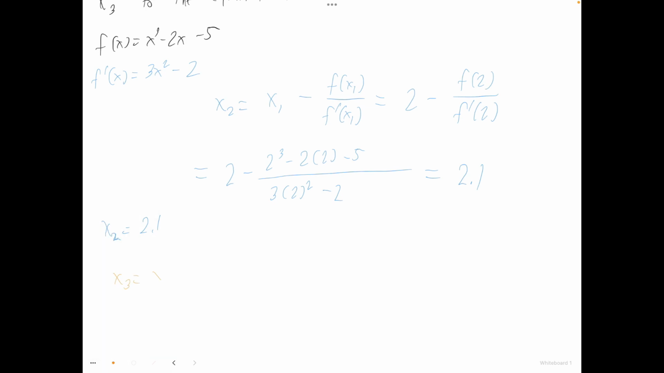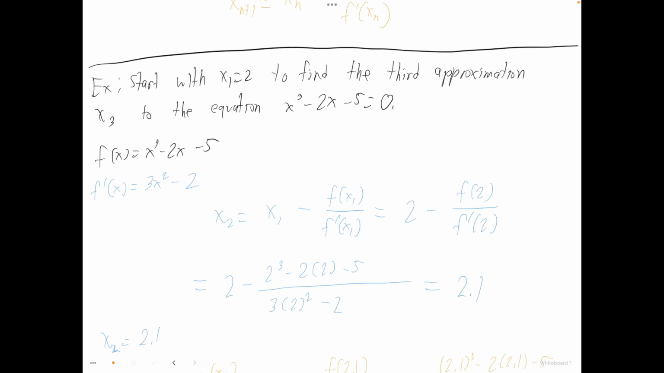Well, x sub 3 equals x sub 2 minus f of x sub 2 divided by f prime of x sub 2, which equals 2.1 minus f of 2.1 divided by f prime of 2.1, which equals 2.1 minus, 2.1 cubed minus 2 times 2.1 minus 5, divided by 3 times 2.1 squared minus 2, and this is approximately equal to 2.0946. And so that gives us an approximation for the x-intercept to this function.